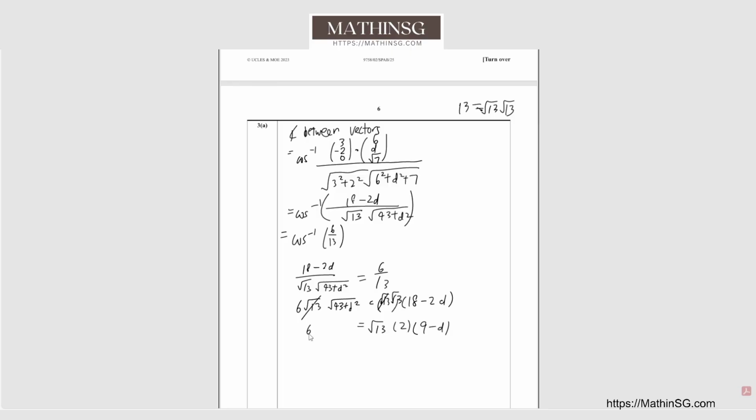Okay, the reason why I want to simplify it so much is because later I'm going to square both sides. I don't want too big a number. It's easier to handle smaller numbers. Okay, so I'm left with this. Now I'm going to square both sides.